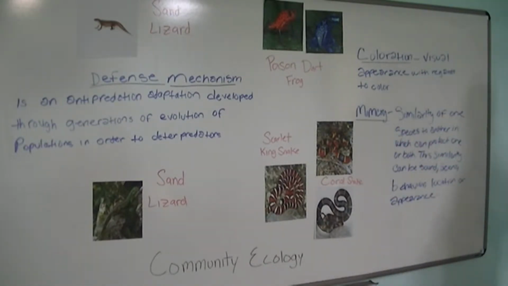The coloration of an animal can also play a major factor in mimicry. Mimicry, the similarity of one or more species to another, which can protect one or both. These similarities can be classified as sound, scent, behavior, location, or appearance. For this video, I will be focusing primarily on appearance.